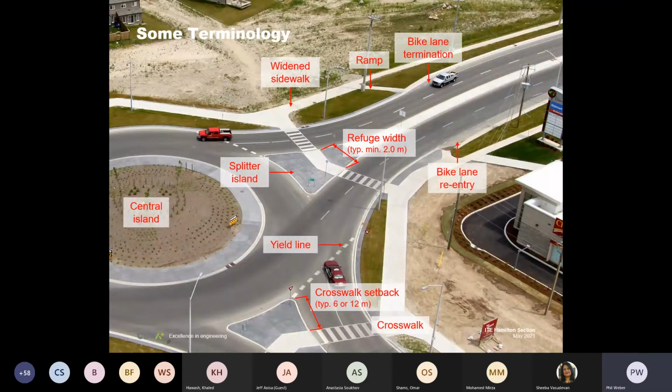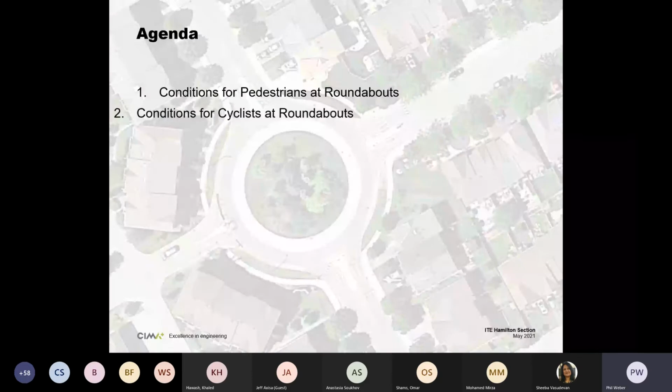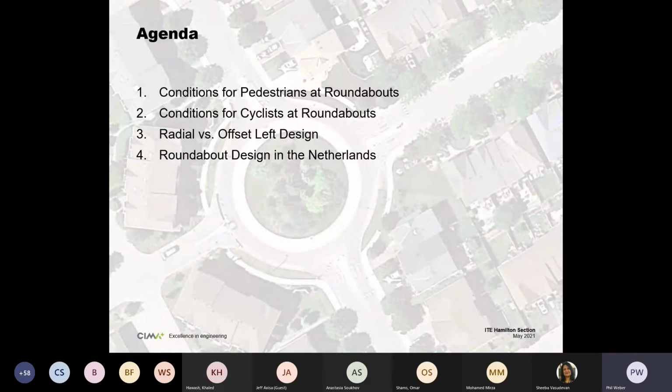As for an agenda: conditions for pedestrians at roundabouts, conditions for cyclists at roundabouts, radial versus offset left design. What the heck is that, you might ask? Then roundabout design in the Netherlands. Of course, for those of you that are not familiar, the Netherlands is where everybody bikes all the time. So we'll talk about what they do for cyclists at roundabouts in the Netherlands, and they do a lot. Some really cool stuff, and then some concluding thoughts.